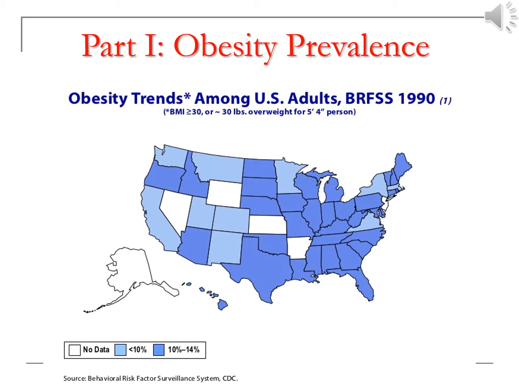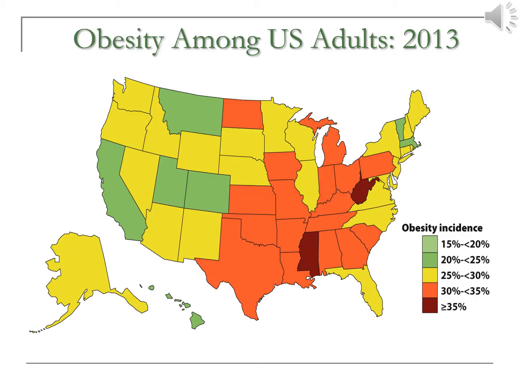The darkest shade of blue that you see on the screen indicates an adult obesity rate of 10 to 14%, and light blue indicates an adult obesity rate of less than 10%, and white means that there's no data. Note that there was not a single state with an adult obesity rate of greater than 14% of the population.